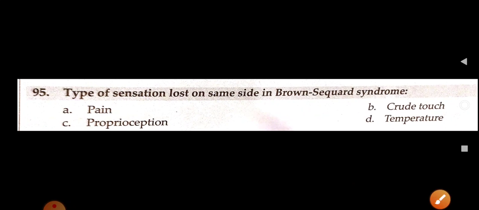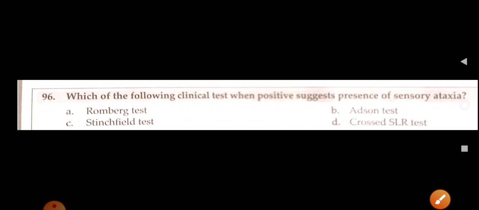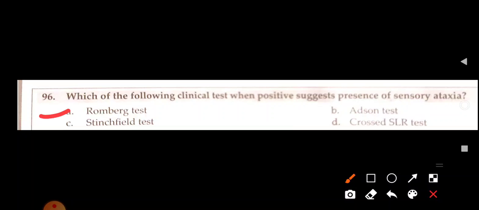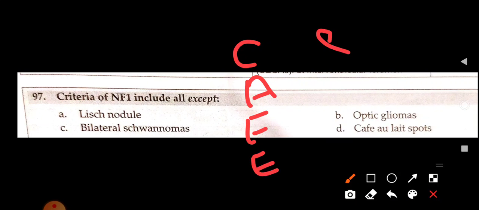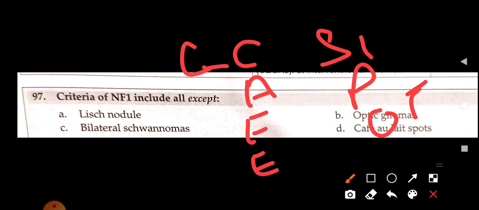Okay, now which of the following clinical tests, when positive, suggests the presence of sensory ataxia? So Romberg test is positive in sensory ataxia. Now, criteria for neurofibromatosis type 1 include all except. Remember the mnemonic CAFE SPOT. How to remember? C for cafe au lait spots.